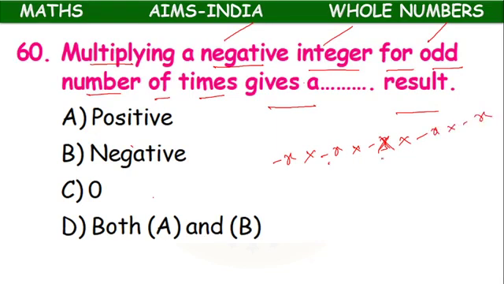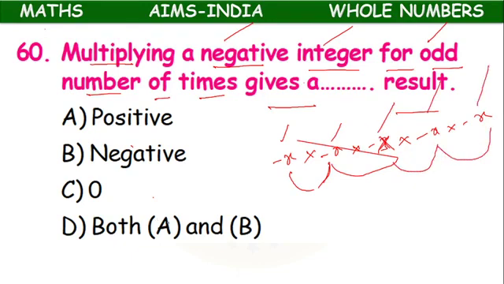1 time, 2 times, 3 times, 4 times, 5 times. If we multiply a negative integer an odd number of times, then what happens?